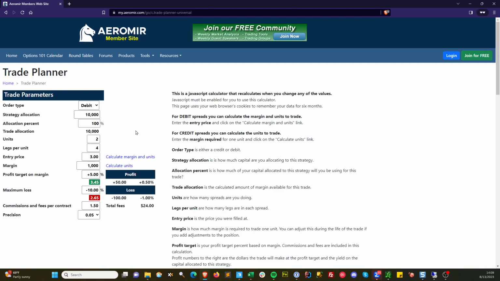A few things about this. It's a JavaScript calculator, so JavaScript has to be enabled to use this. And I do use cookies, so that's going to store the information that you've got in here on your web browser on your computer. So if you come back with the same computer, same browser tomorrow, next week, next month, all the numbers that you left with will be reloaded. So that's great if you set your commissions and your precision, then you never have to change it as long as you keep coming back once every 6 months.